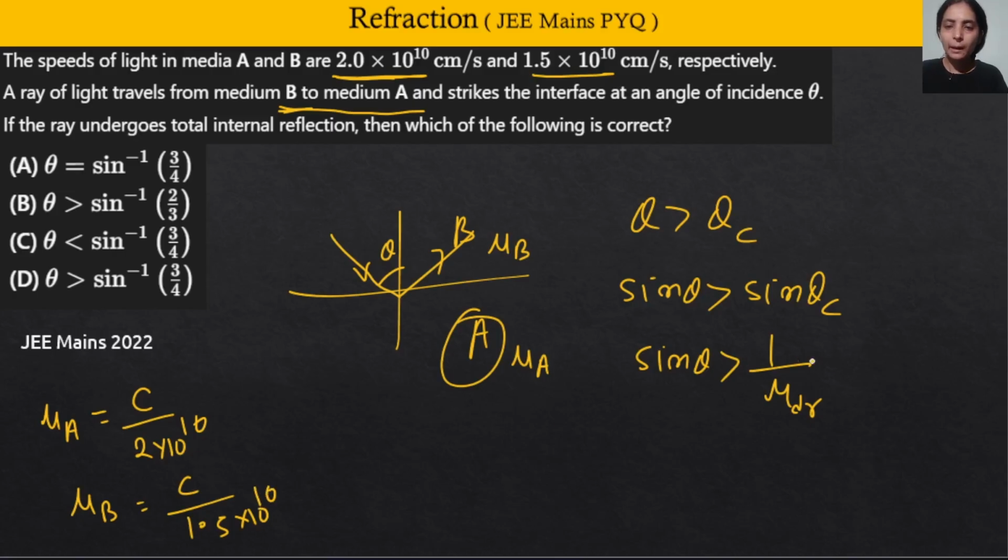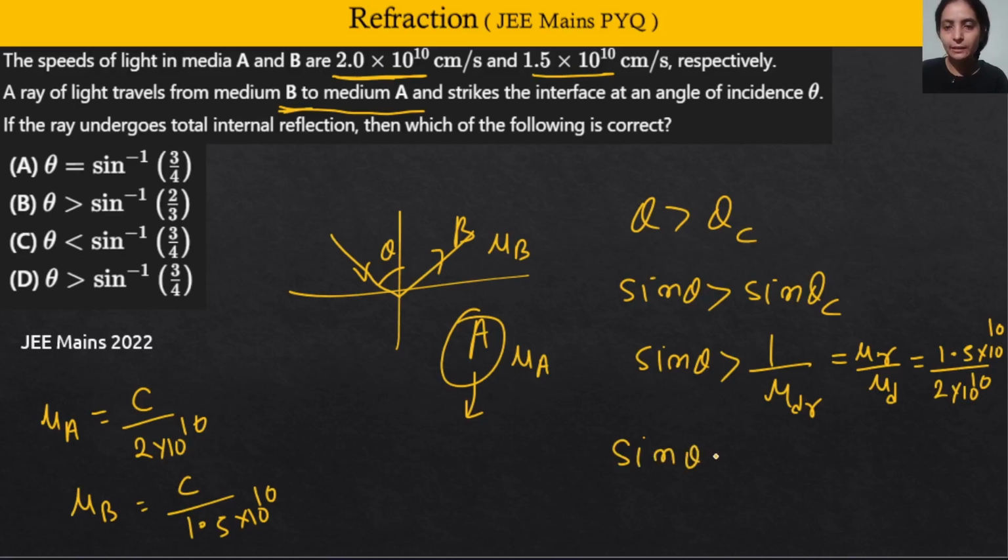Okay, now look here, 1 by mu d r. So this will be equal to how much? Mu d by mu r. So this is mu r by mu d. And mu r, that is basically mu A, right? So this is C by 2 into 10 to the power 10, I am writing 2 into 10 to the power 10, and mu B, basically mu d, this will be C by this, so 1.5 into 10 to the power 10, because C and C will get cancelled, right? So this is this one.